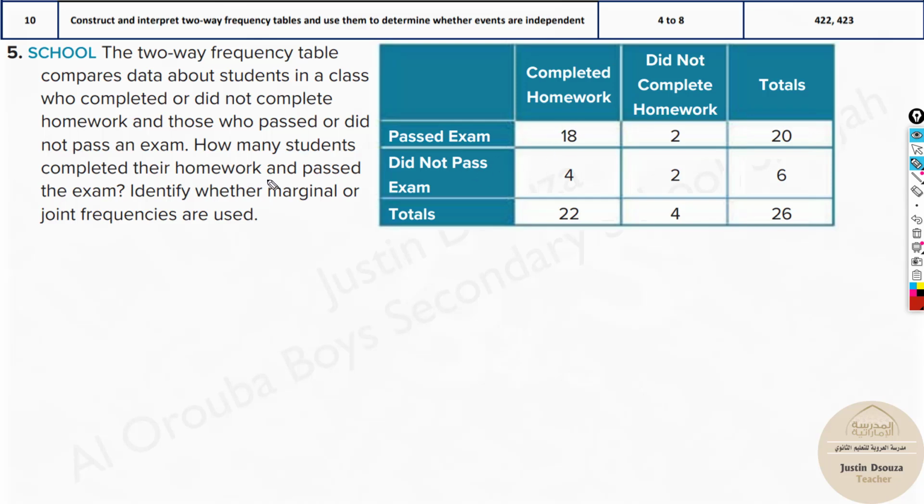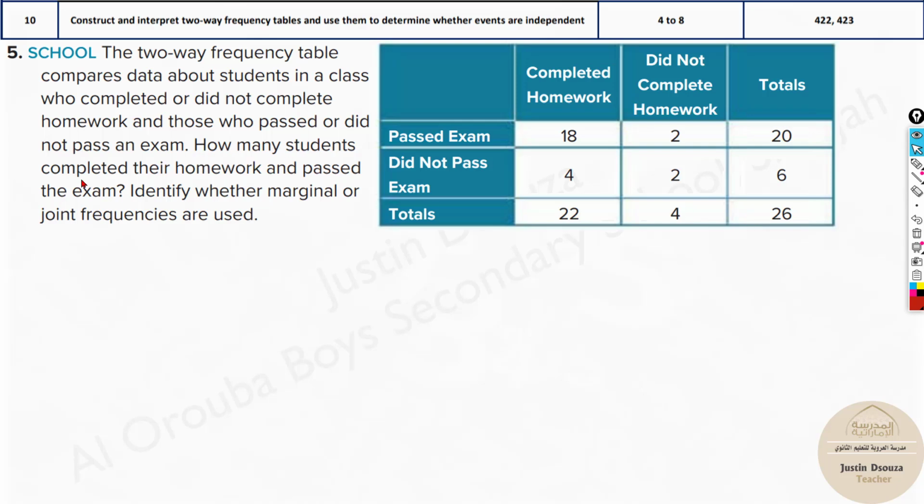How many students completed their homework and passed the exam? Identify whether marginal or joint frequencies are used. In simple understanding, marginal is at the margins, the corner endmost ones, whereas joint is the inside one, the common ones. These four blocks are joint, whereas the totals are the marginal ones.